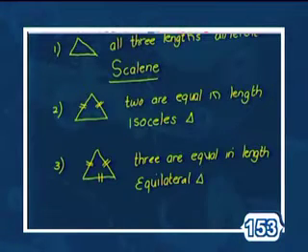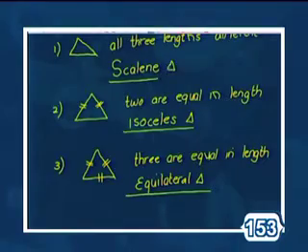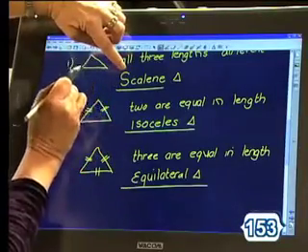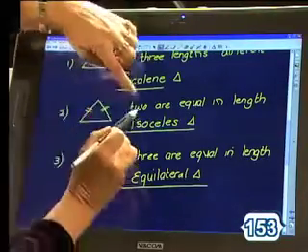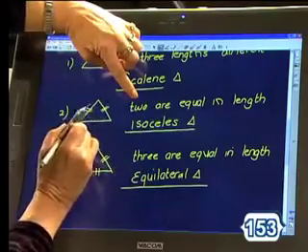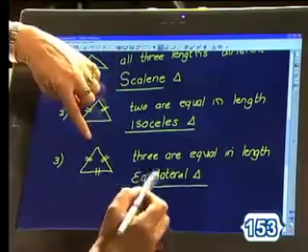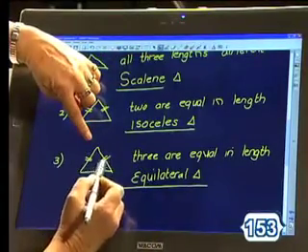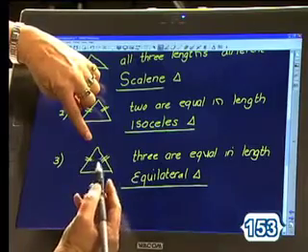Okay, so basically what they are going to be asking us is if they ask us to prove that it's scalene, we're going to have to prove that all three lengths are different. If they ask us to prove isosceles, we're going to have to get two to be equivalent or the same. And if they ask us for equilateral, then we're going to have to work out all three lengths and get them to be the same as each other.